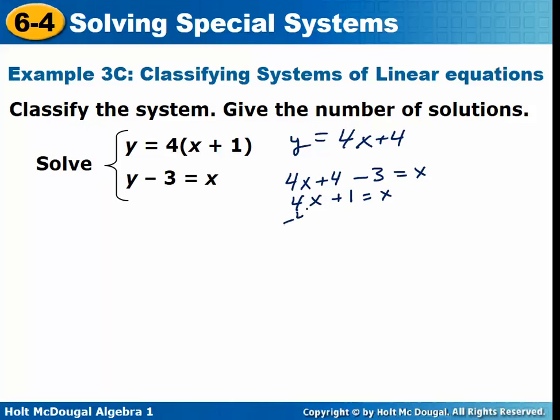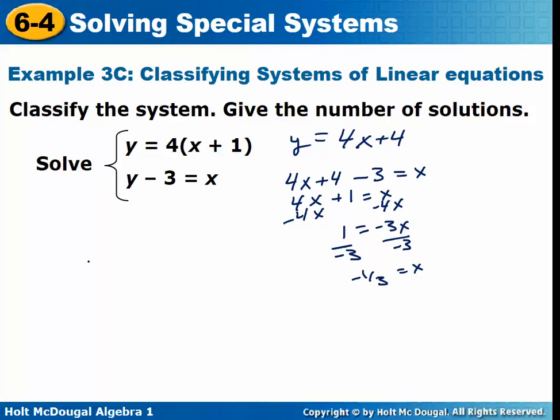And now I'll subtract 4x from both sides, and I'll get 1 equals negative 3x, and divide by negative 3, and I get negative 1/3 for x. So I get a value for x. If you get a value for x, you're going to have one solution. There's just going to be one point where they cross.